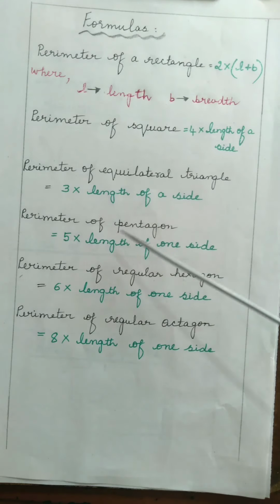Next, we have the perimeter of a pentagon. Children, this pentagon is a polygon. We know that a polygon is a figure with 3 or more sides.